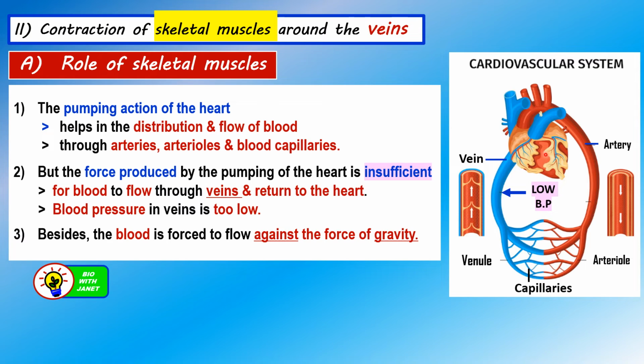So the pumping action of the heart is able to push the blood and help in the blood flow through arteries, arterioles, and capillaries. But when it comes to the venules and the veins, the force produced by the pumping action of the heart is insufficient for blood to flow through the veins and return to the heart. Why is that so?